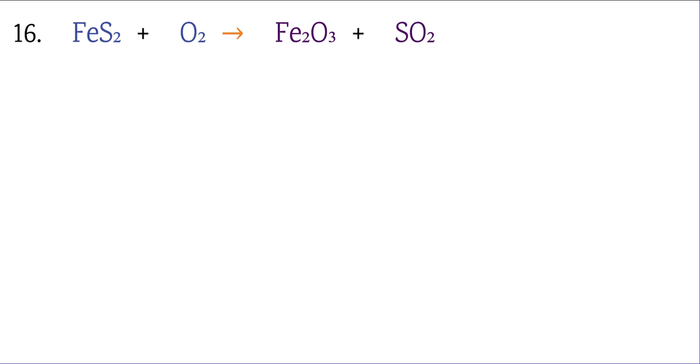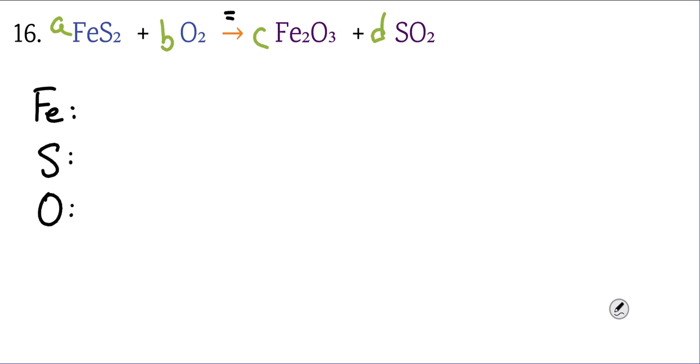We're going to solve this using the algebraic method for balancing. First, put down variables A, B, C, and D because we have 4 chemical species. We're then going to create linear equations based off of the quantity of each atom type: the iron, the sulfur, and the oxygen. There's 1 iron associated with A and 2 with C.